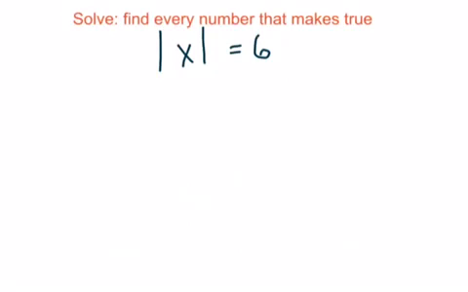In math, to solve always means to find every number that makes a number sentence true. So for this particular case, the absolute value of x equals 6. So x could equal 6, because the absolute value of 6 equals 6. But x could also equal negative 6, because if you plug negative 6 in for x, then the absolute value of negative 6 would be 6. So the key idea is that there are two answers to every absolute value equation.